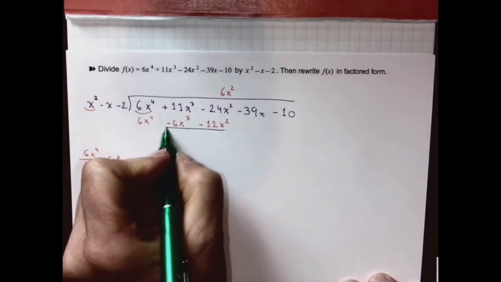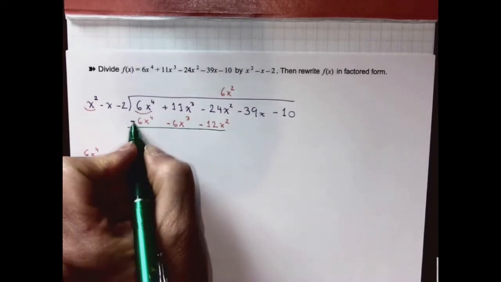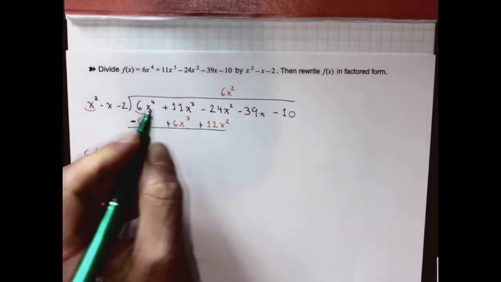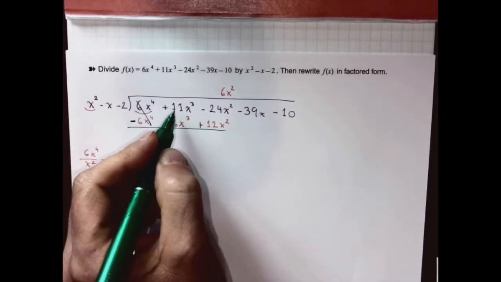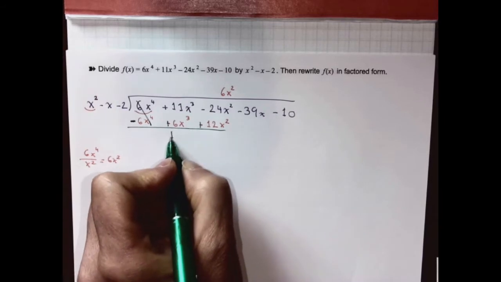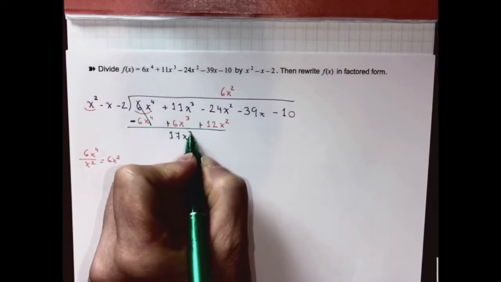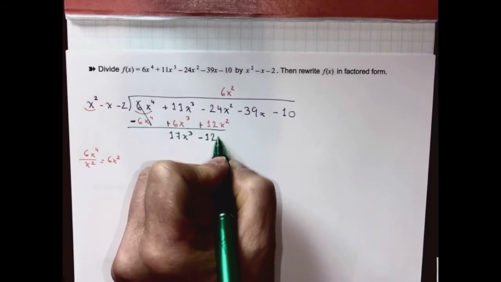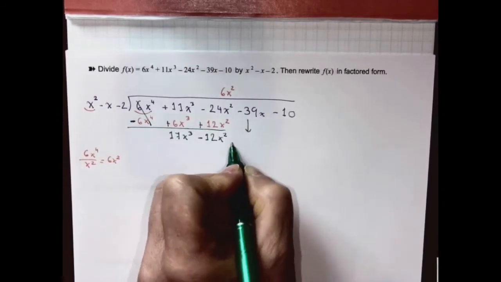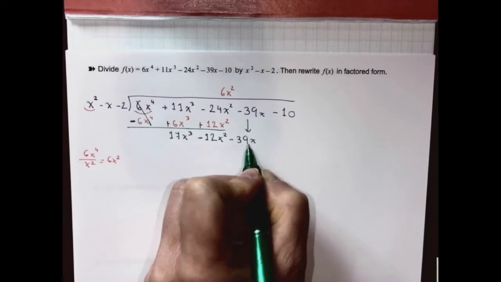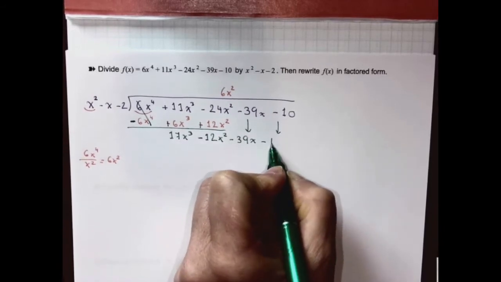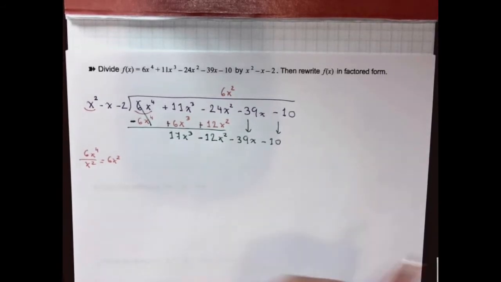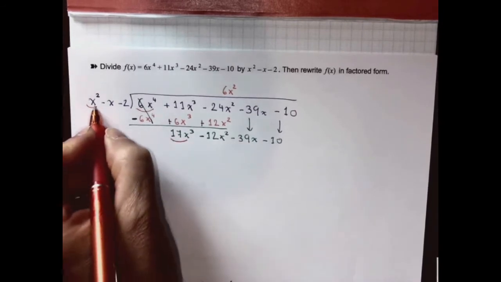At this point, we're subtracting, so change the signs here, here, and here. That goes to 0. 11 plus 6 is 17x cubed. And negative 24 plus 12 will be negative 12x squared. Bring the next one down. And if you want to, you can bring them all down. Doesn't matter. And then we go next, divided by this one.